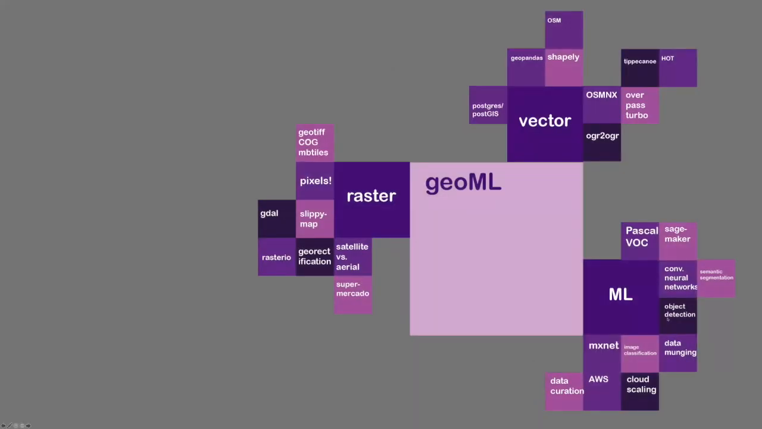So I call this space GeoML. Hopefully you can see this. GeoML has three main components. And so you probably at this point have already had the raster information and the vector information. I'm tagging on this machine learning component.